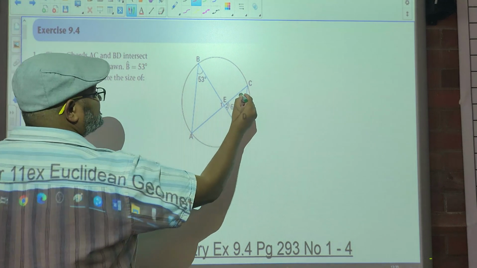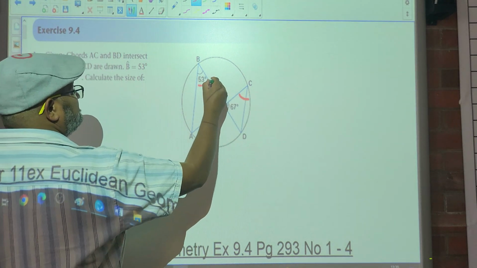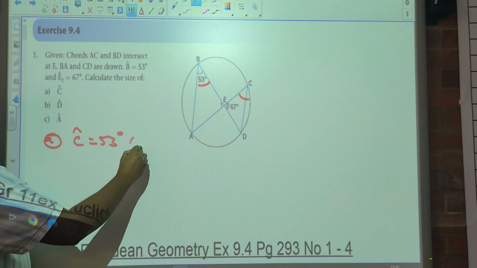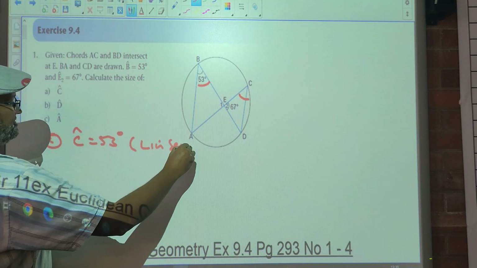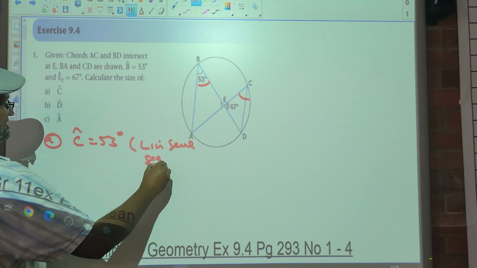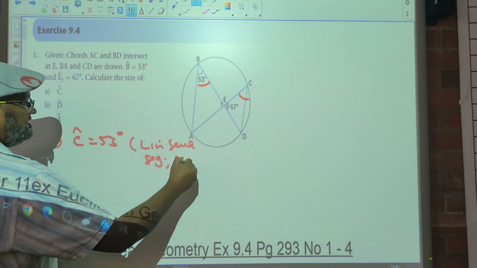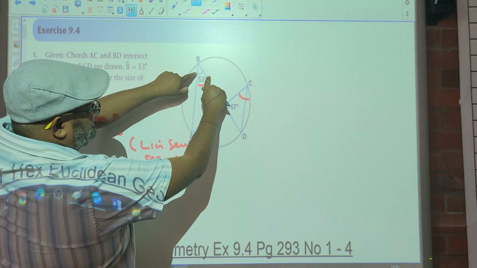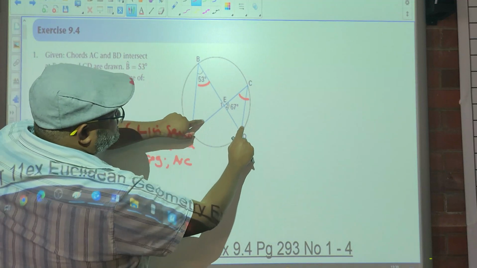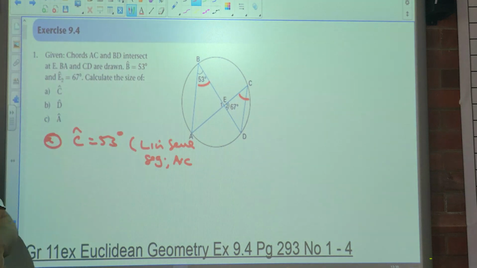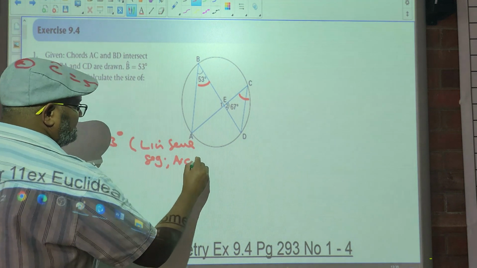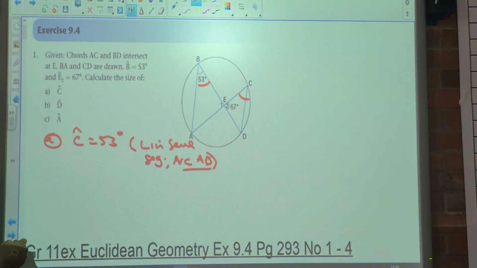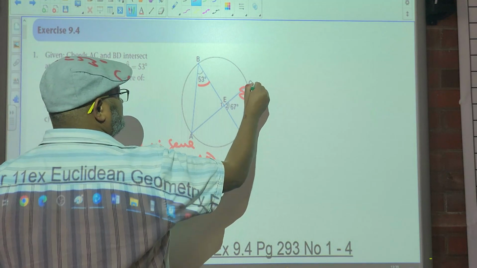Angle C. People, angle C is the same as angle B. So, angle C is going to be 53 degrees. Why? Angles in the same segment, and it's coming from arc AD. You see AD is subtending angle B and AD is also subtending angle C. It's arc AD. We don't have to say the spot, okay? So there is now 53 degrees.